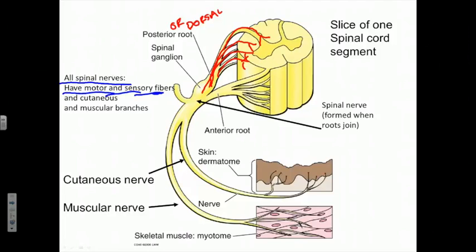And by the same token, every spinal nerve contains some exiting motor fibers that have come out of the spinal cord that are going to exit in an anterior or a ventral root. Again, we're using the term ventral synonymously with anterior.